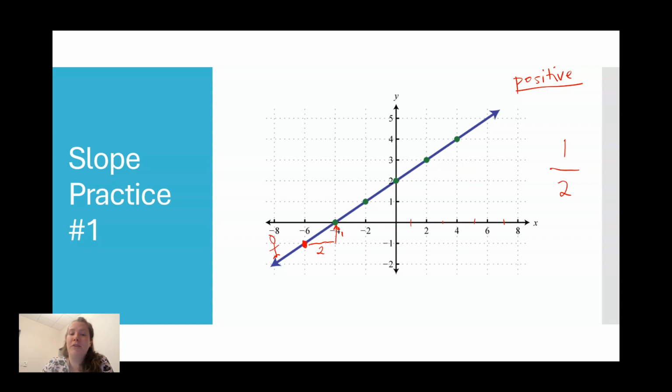Now, did I have to pick those 2 points? No, I could have gone from this point to any point on this graph and said, okay, I went from -1 to 3, that was up 4, and from -6 to 2 is over 8. And then I could have said, oh, well, my slope is 4 over 8. Oh, but interesting, when I simplify that, it turns into 1 over 2. So that's my slope on this graph.